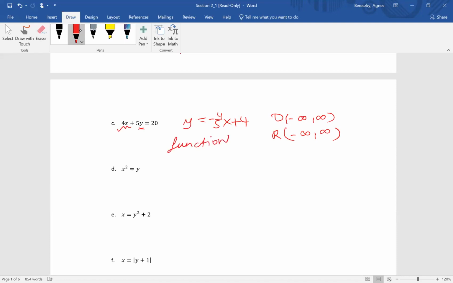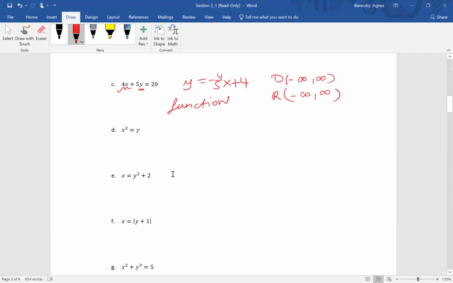The next example, if we express y, we usually put y on one side, equals x squared. Y is a function of x. This is our domain, also from negative infinity to positive infinity, but the range would start from 0 to infinity. Every x value or input will only have one y value, so this relation is a function.